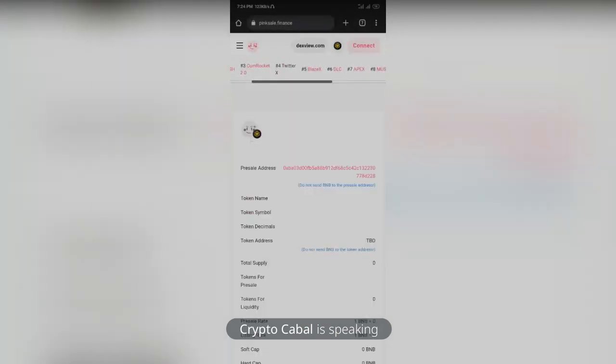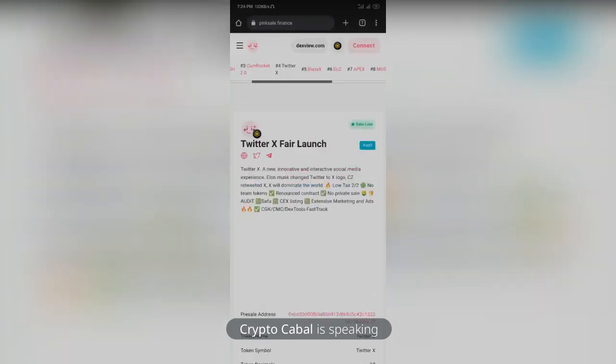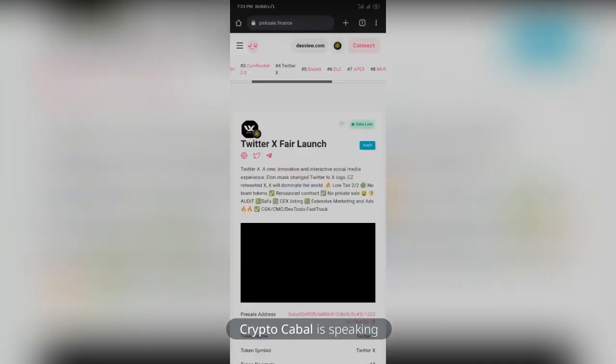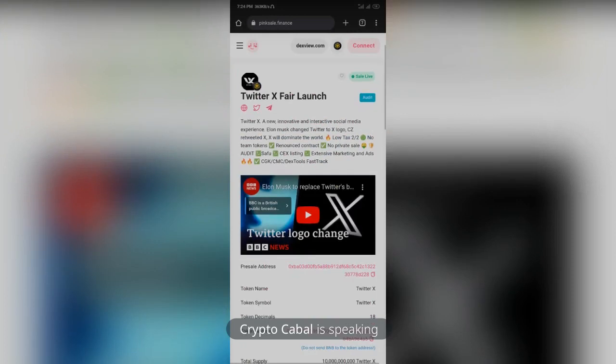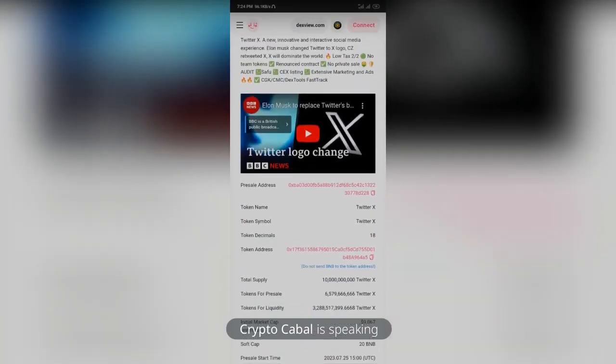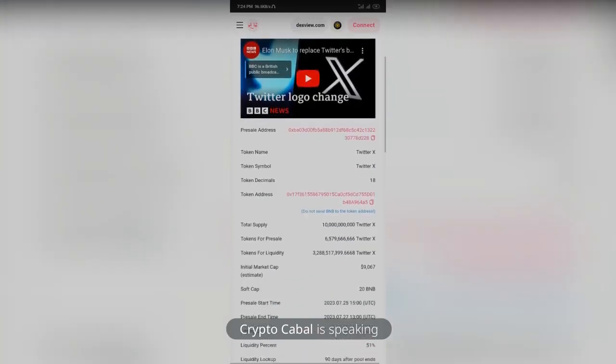Though this particular launchpad I'm on is for what? Binance Smart Chain. Though there are other chains too there. Now you can see we have this project. You can see the pre-sale address. You can see the token name. You can see the tokenomics of the project here.